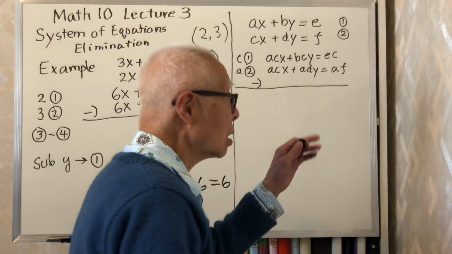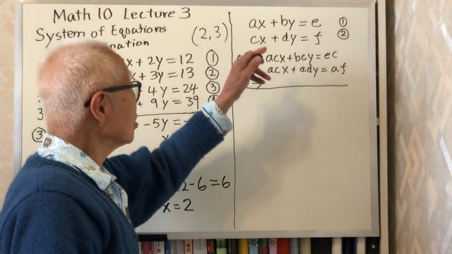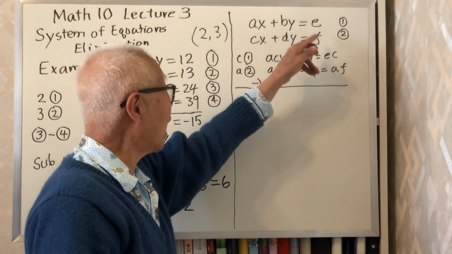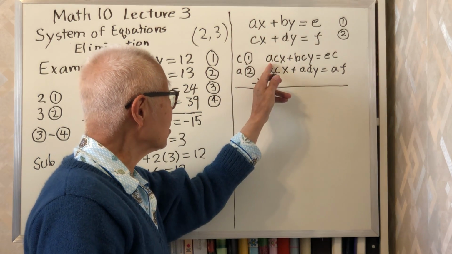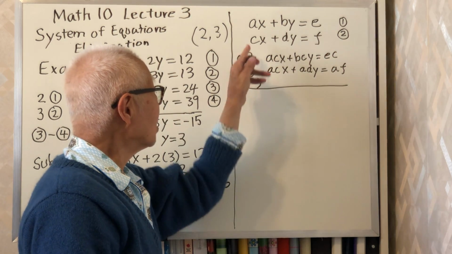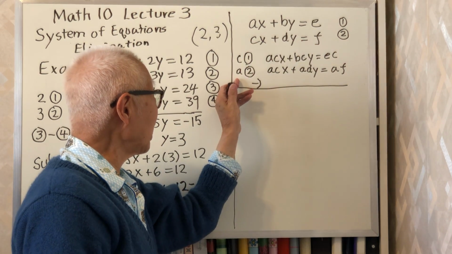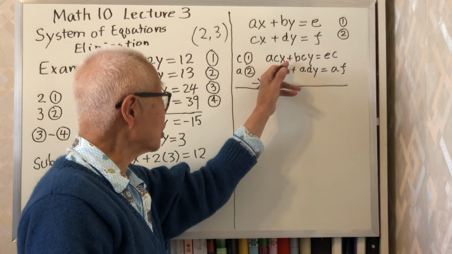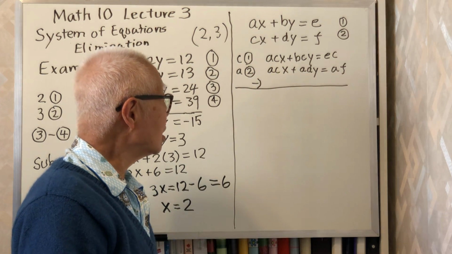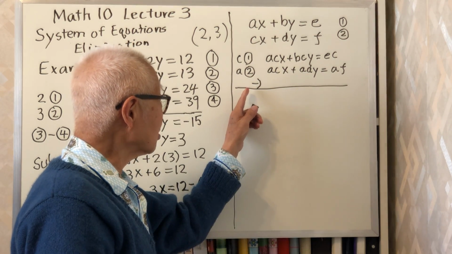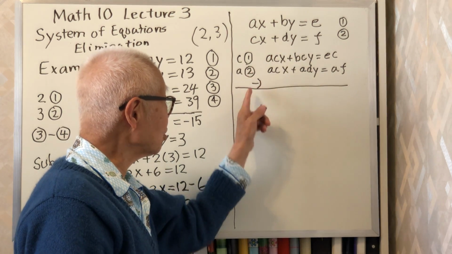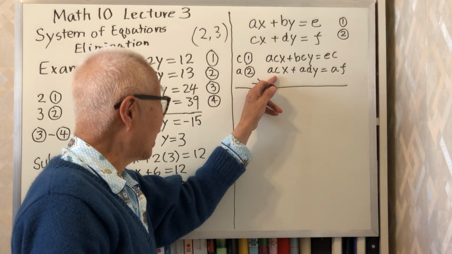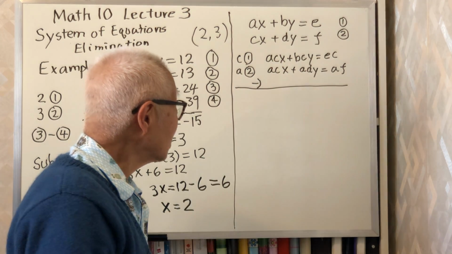So to eliminate x, multiply c to equation 1, this becomes acx, and so on. Multiply the second equation by a, I have acx. This way, I have this term and this term the same. So I subtract, this term cancels out, so I only have y. That is to eliminate x and find y. So let's do that.